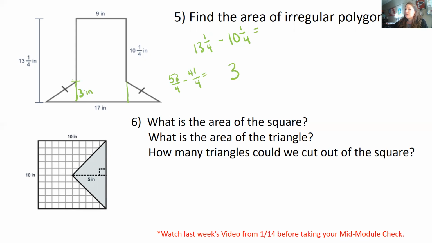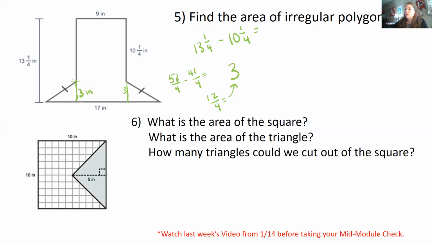And then if we subtract those numerators, we get 12. 12/4, and 12/4 is 3. Okay, so however you prefer to do the problem to figure out the height of these triangles, we know that the height of both triangles is 3.